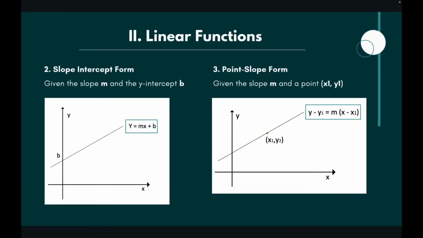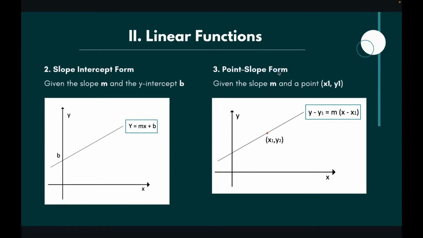Next up, there are 2 different ways in which we can express the equation of a linear function. The first is the slope-intercept form. Here we can see the word y-intercept. The y-intercept is where the line crosses the y-axis, so the x value will equal 0. Given the slope m of the line and y-intercept b, we can express the equation of the line as y equals mx plus b.